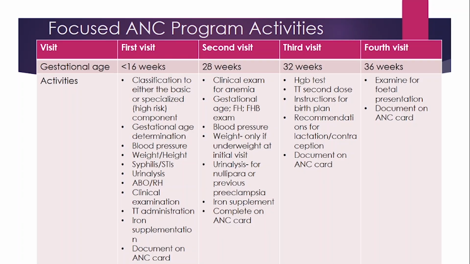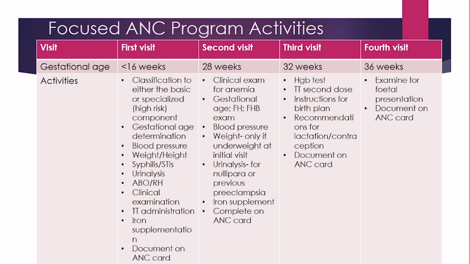So this chart illustrates the various events and activities that take place in the focused antenatal care program. For example, in the first visit, the first thing that is important is that we must categorize the pregnant woman into either high risk or a low risk antenatal patient. Then we want to determine the gestational age. Then the basic parameters are taken, like the blood pressure, the weight, the height. Then some routine investigations will take place, like urine analysis.